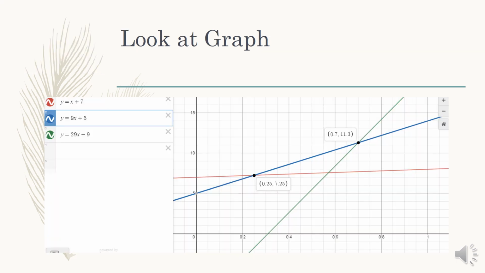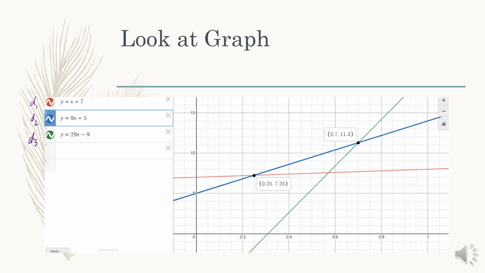So I've graphed those here for you. You'll see that the red line, I used x's instead of p's just because I want to actually be able to measure that on the x-axis. But I've graphed this for you using Desmos. So I graphed y equals x plus 7, y equals 9x plus 5, and y equals 29x minus 9. So if I'm looking at this, the red line was associated with D1, blue was D2, and green was D3. When was the red line the highest line?